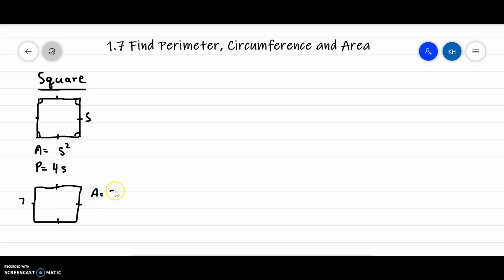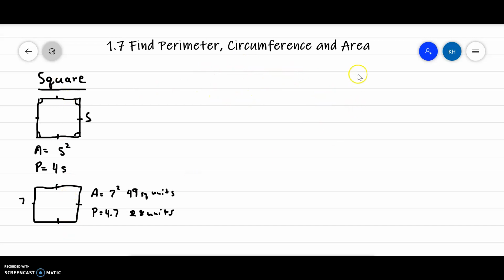So the area would be 7 squared. And the perimeter would be 4 times 7, 49 square units, because I did not declare units in this problem, and then this would be 28 units. Because when we're talking area, we're talking the number of squares that would cover the surface of the shape, so 49 square units. And then perimeter is distance around.